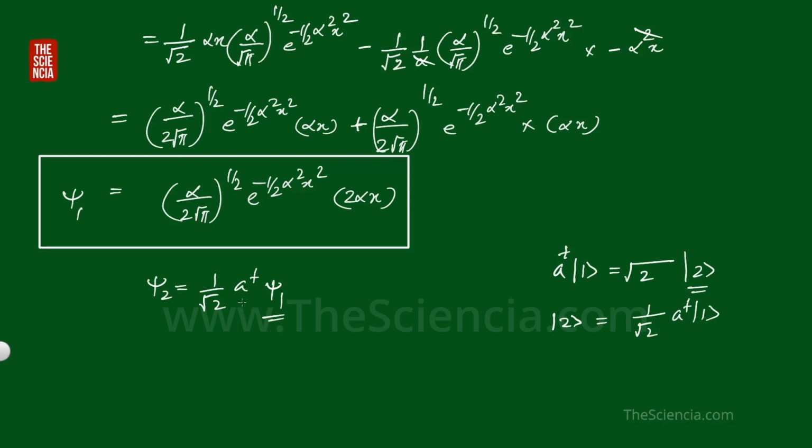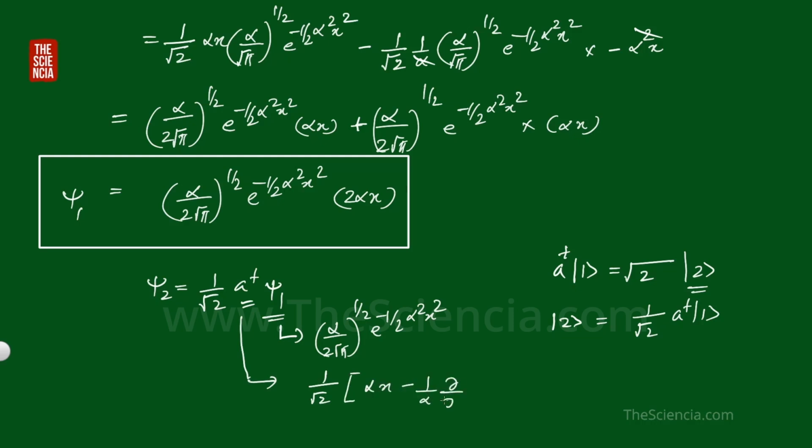And earlier we found out the value of a dagger in terms of alpha. So just by substituting this expression, that is psi 1 is equal to (alpha by 2 root pi)^(1/2) e raised to minus half alpha square x square here, and a dagger is equal to 1 by root 2 into alpha x minus 1 by alpha dou by dou x here. So substitute these values and do the mathematical manipulations. Then you can find out the psi 2. So this is the work for you. Please find out the value of psi 2.